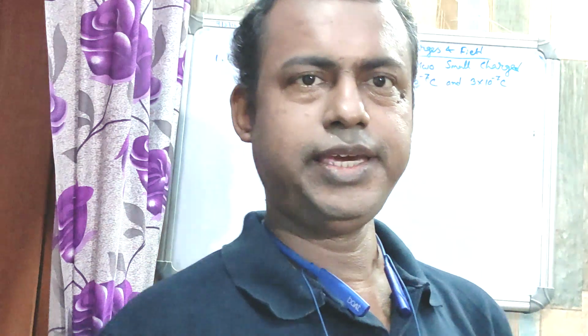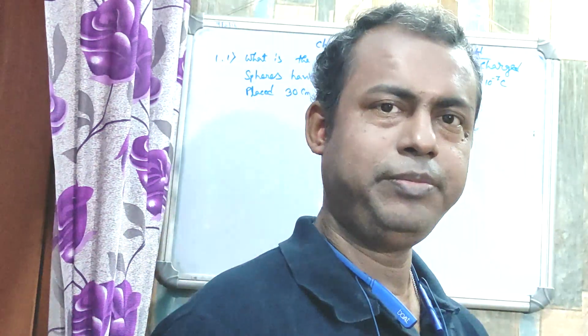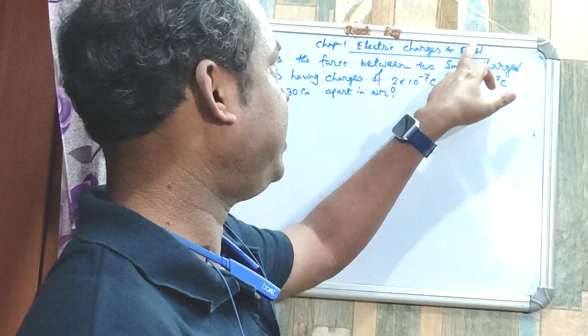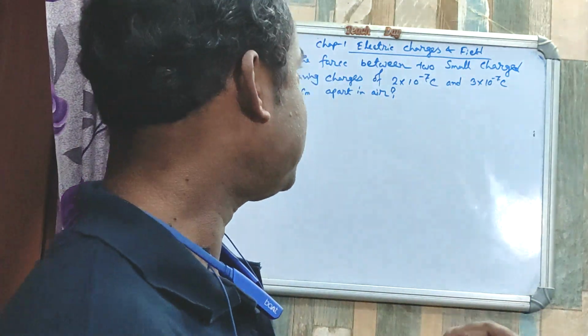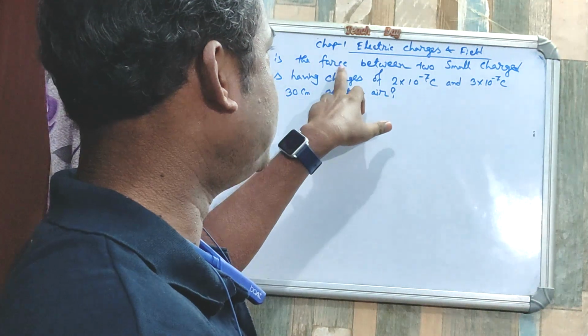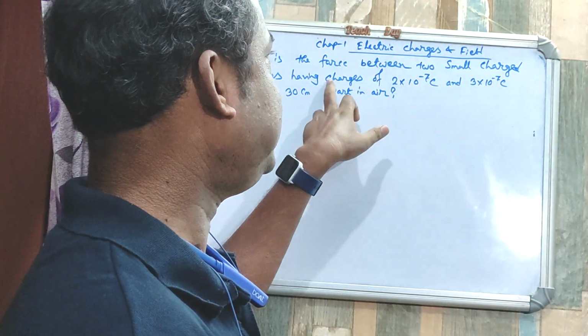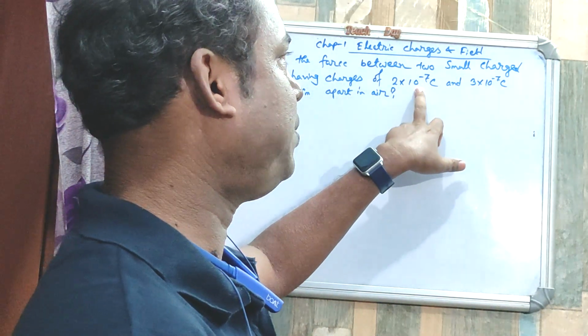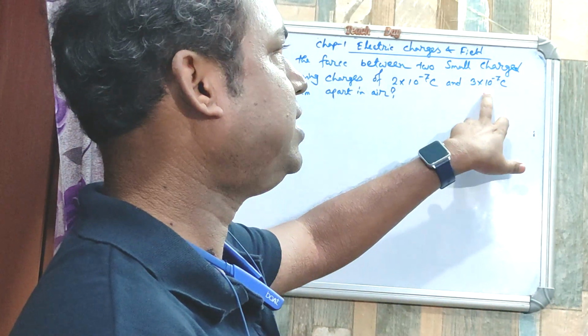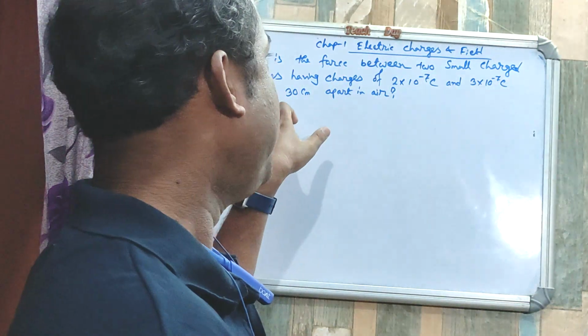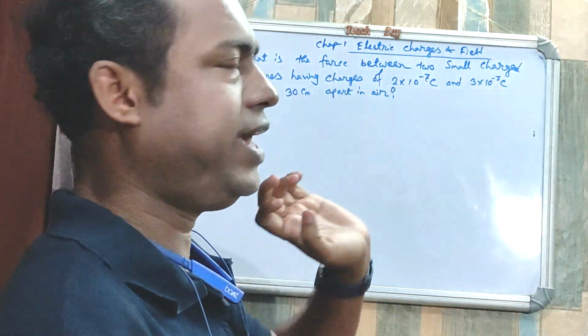Let's see the first numerical problem in exercise 1 of Chapter 1, Electric Charges and Fields. The first question is: what is the force between two small charged spheres having charges of 2 into 10 to the power minus 7 coulomb and 3 into 10 to the power minus 7 coulomb, placed 30 centimeter apart in air?